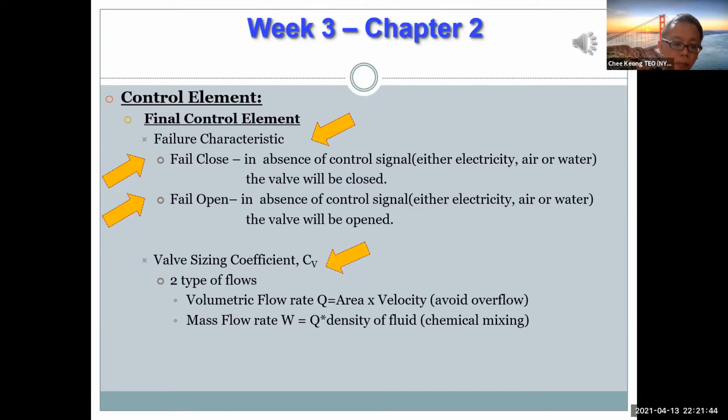For valve sizing, we need to calculate the coefficient of the valve, C. Generally, we need flow control because we must have an accurate flow rate W or flow rate Q, which is especially important in chemical mixing.